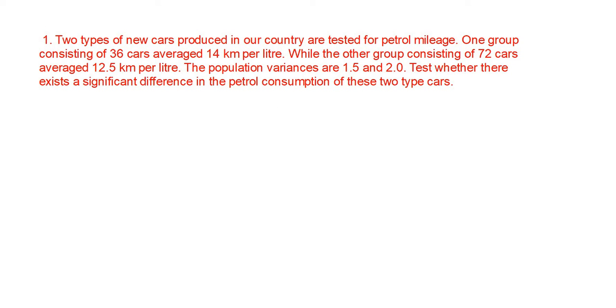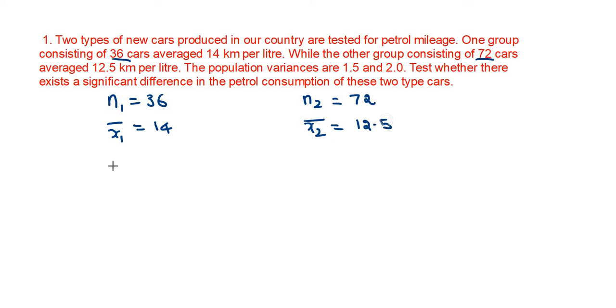So now we will write the given data. First n1, which is 36, then n2, which is 72, x1 bar, the mean of the first sample, 14, and the mean of the second sample, 12.5 km per litre. Then sigma 1 square is 1.5, then sigma 2 square is 2.